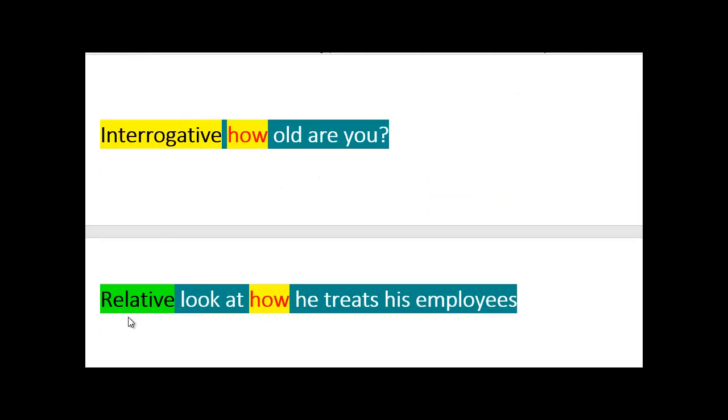Here, interrogative. I don't think it's relative. It could be how, like how old are you? That's an interrogative, a direct question. But look at how he treats his employees. Maybe that how could be used as an adverb, not as a relative pronoun, but some people might take it as describing the treatment, so they say it's a relative.